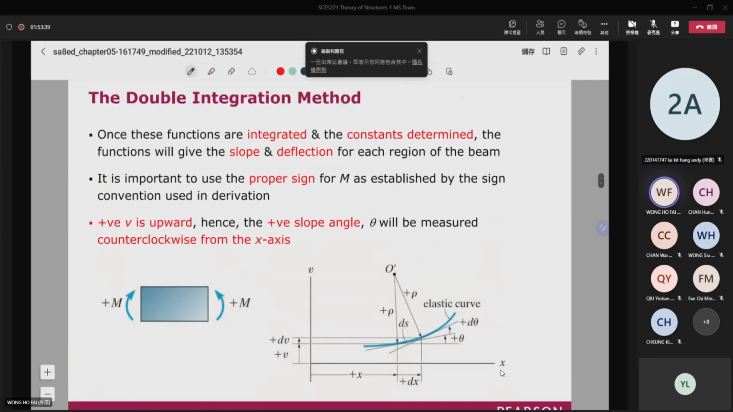So here, if you find the answer for the rotation and you got a positive answer, it means that your rotation is in the counterclockwise sense. For v, the deflection, if you got a positive answer, that means the deflection is going upward. So this is the sign convention for the deflection and for the rotation.